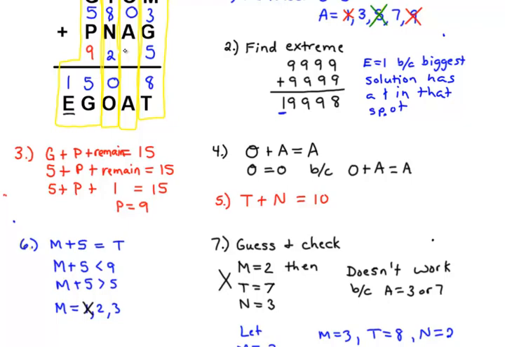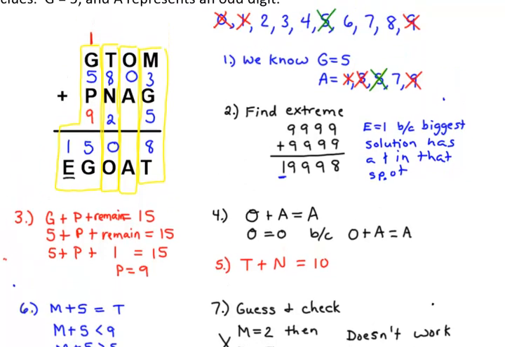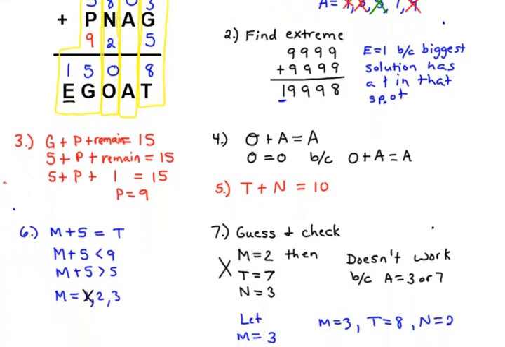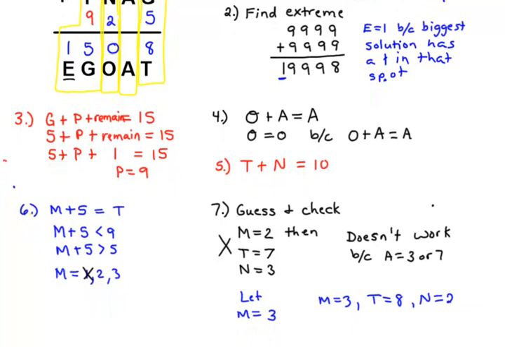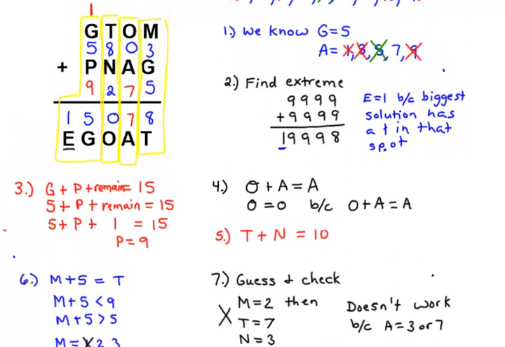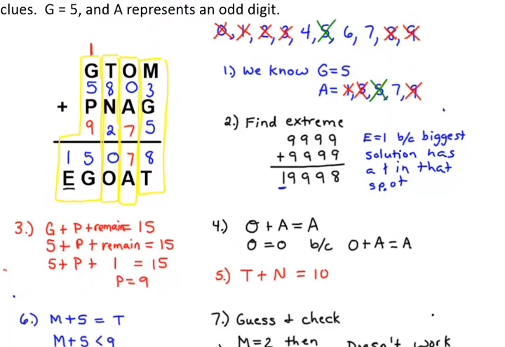Okay, so let's cross off our numbers that we used. So we used a 3 for the m. We used a 2 and an 8. So that leaves us with a has to be 7. And a equals 7. And that's our problem.